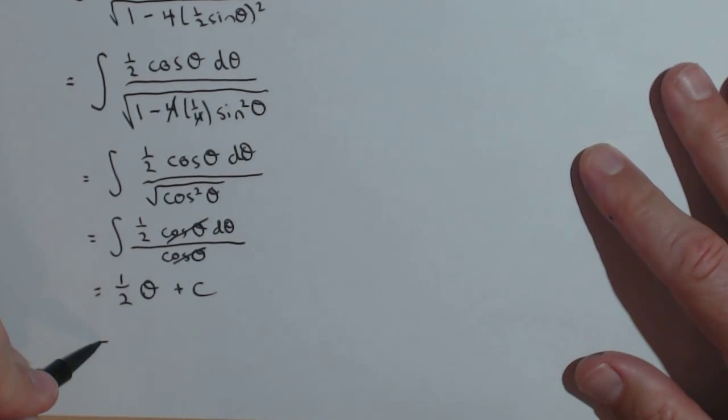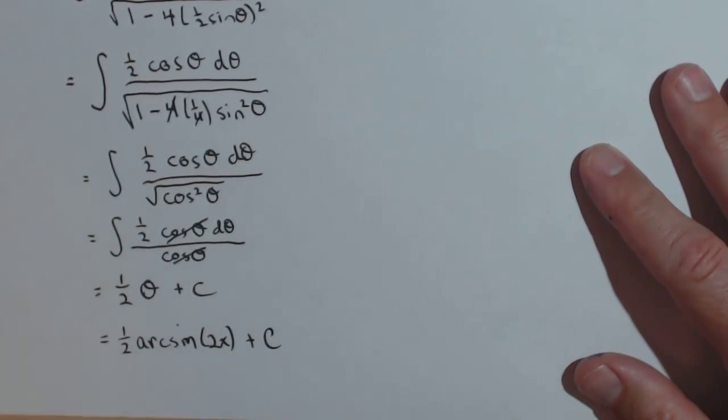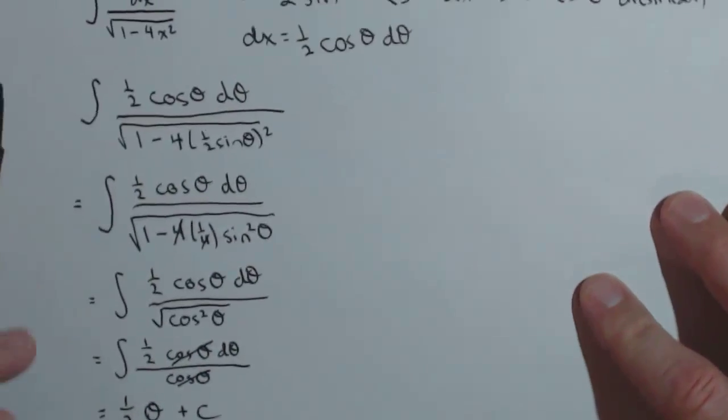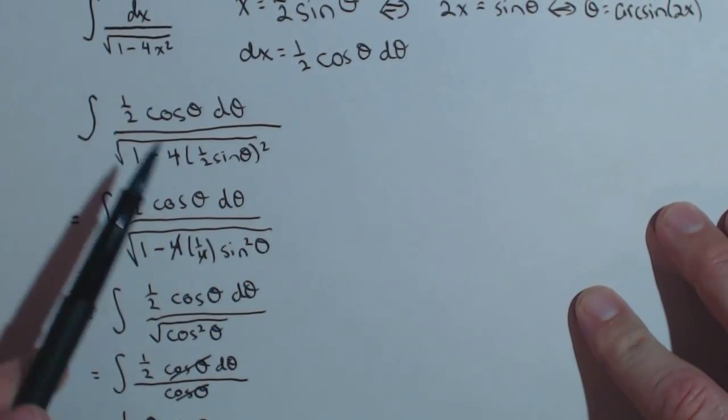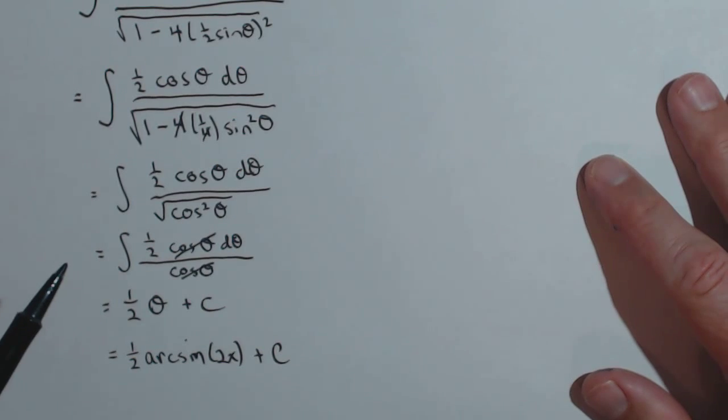And now we can plug that in and we get 1/2 arcsin of 2x plus c, which is the same thing you would have gotten if you would have done the original with a u sub. But I want to show you, if you didn't see it as an arcsin, it can still be done with a trig sub. You get to the same answer.